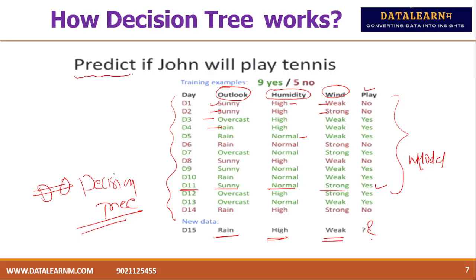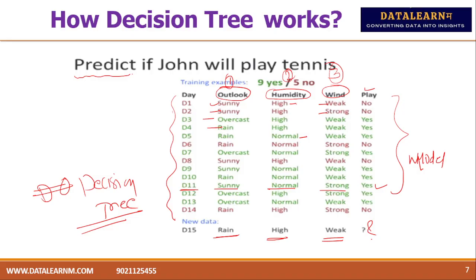How many features are there? How many input values are there? Three input values: outlook, humidity, and wind. These are the 3 input features. In that, different categories are there. Just like gender has male and female, 2 categories, in outlook we are having 3 categories.